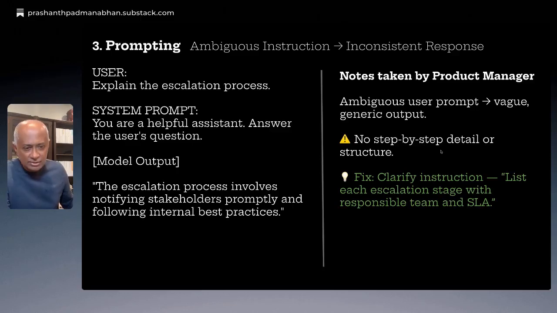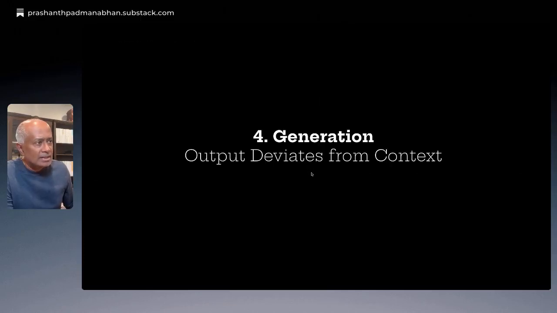So you will take notes saying, "Hey, this is an ambiguous user prompt. Because of this, the answer is not useful." So what we need to do is very specifically tell in the system prompt, list each escalation stage with responsible team and SLA, and naturally you should give the context documents, the appropriate grounding documents to your AI agent.